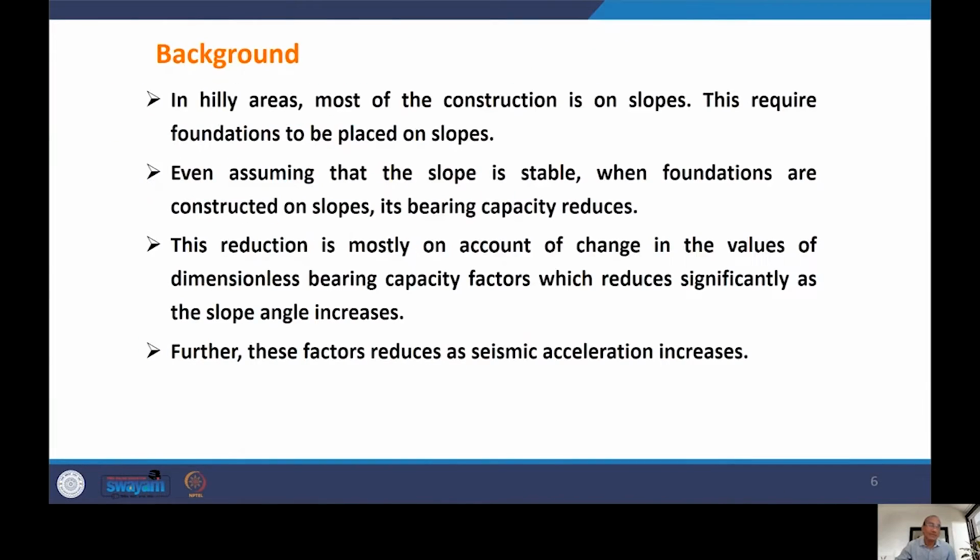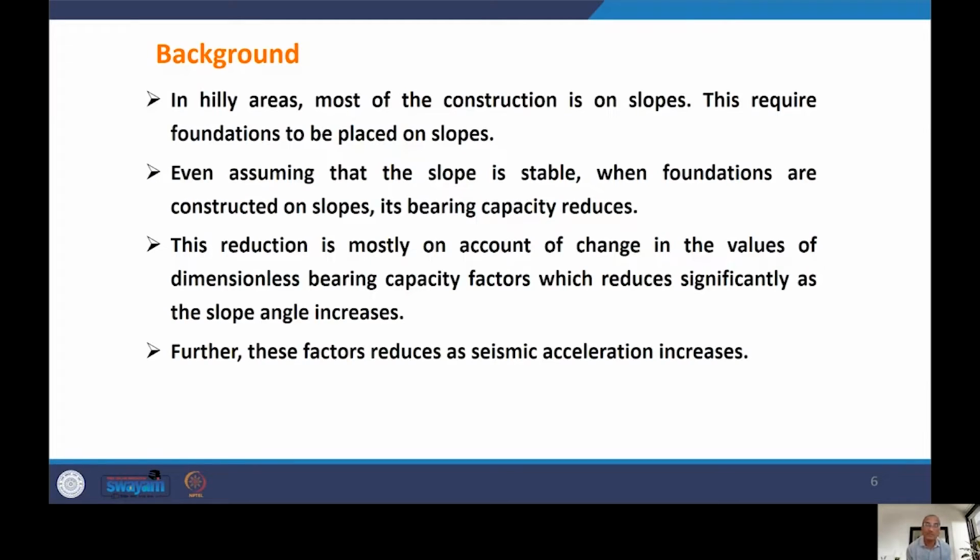When I go to the background, it is like this. You know that in hilly areas, most of the construction is required to be done on slopes. Because there is no flat ground, foundations need to be placed on slopes. Even if you assume that the slope is stable, when foundations are constructed on these stable slopes, the bearing capacity is still not the same as when you construct the same foundation on flat ground. This is a very important issue, and we are going to talk about that. This is under miscellaneous, so this is a little bit of an advanced topic.